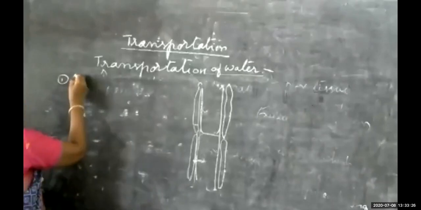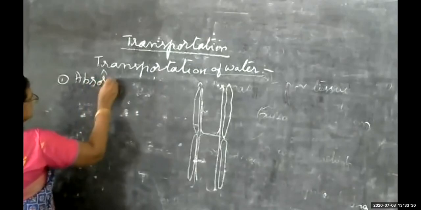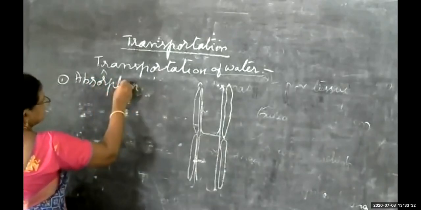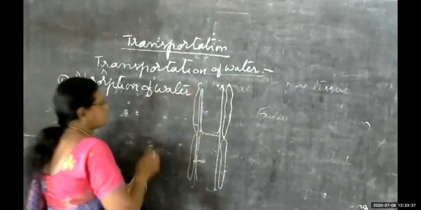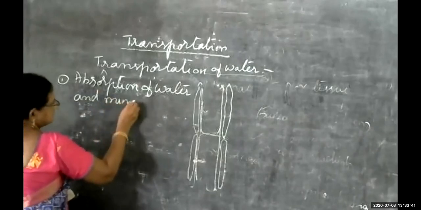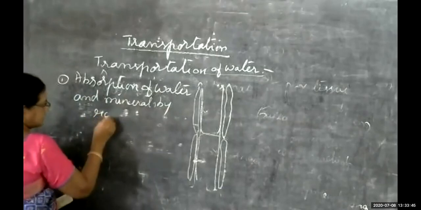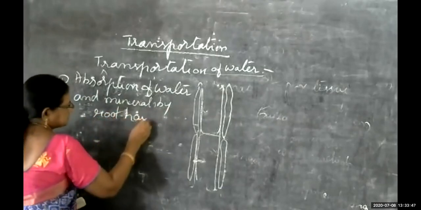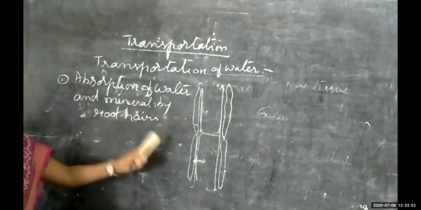The first one is absorption of water and minerals by root hairs. This is the first step. Absorption of water and minerals by root hairs.